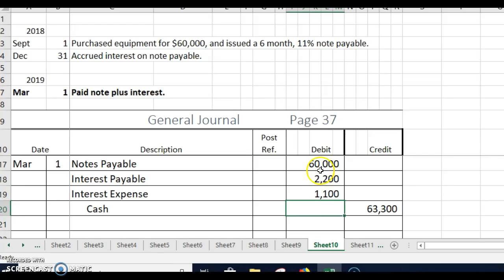And so we can see that adds up to $63,300. Debits equal credits. And so that's how you record a note when there's accrual of interest.